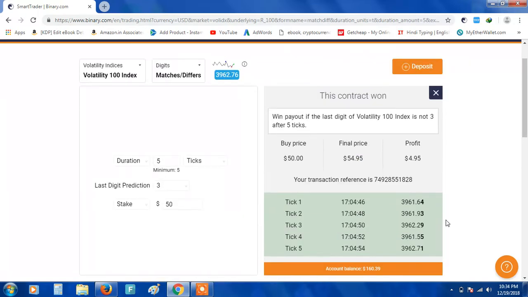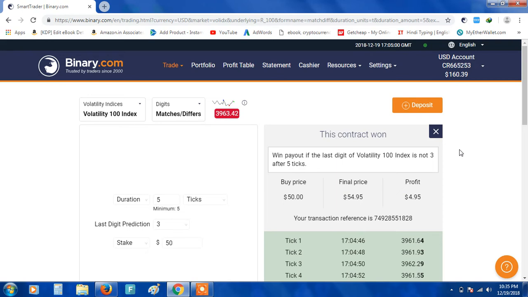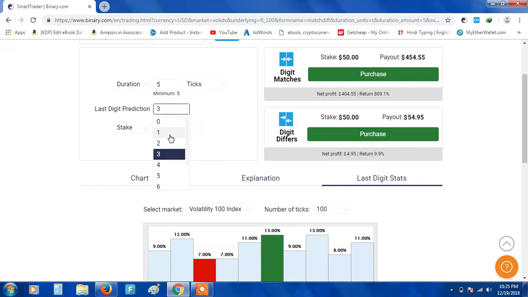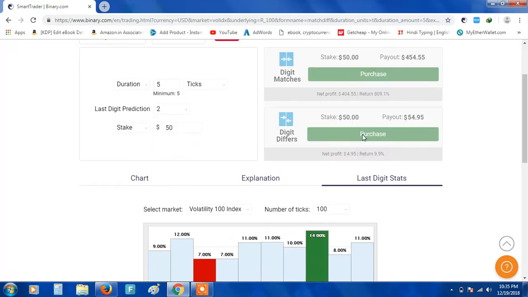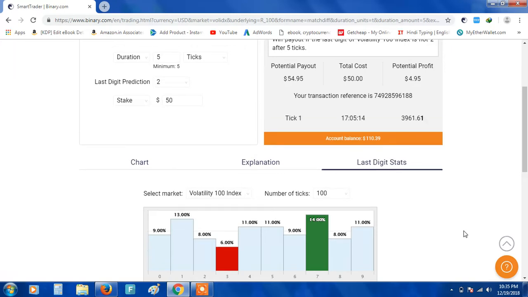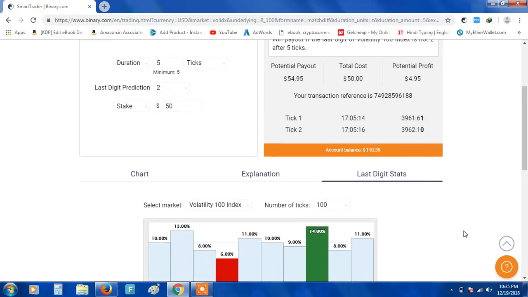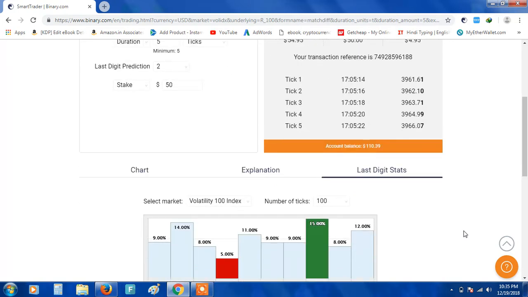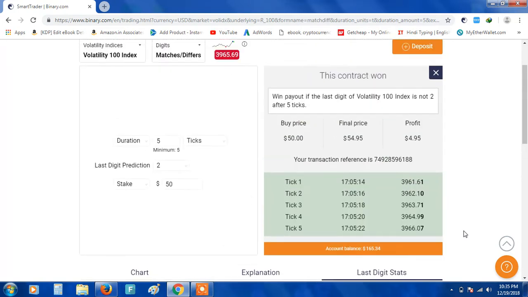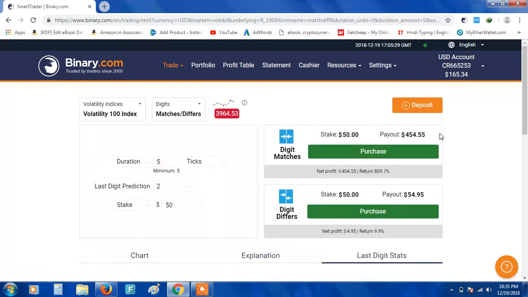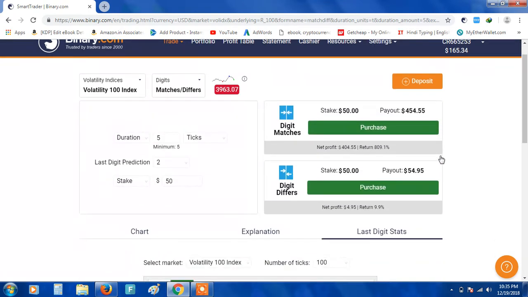We have won our first trade and our profit is 4.95 cents. Now, two. Again, we have won. See my balance, $165.